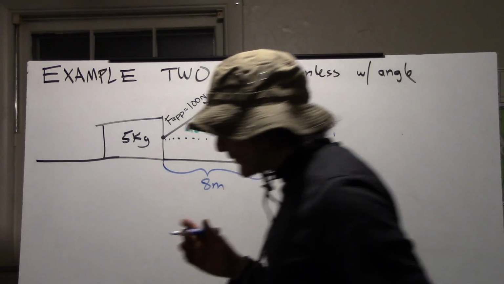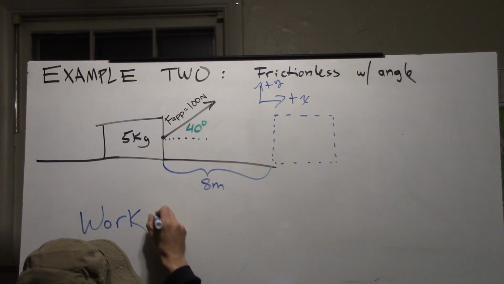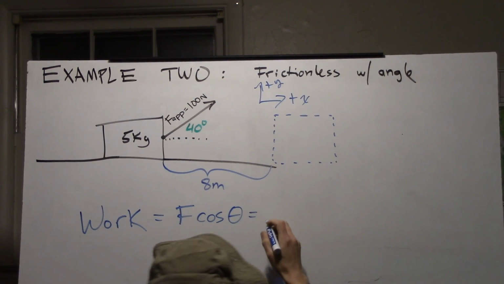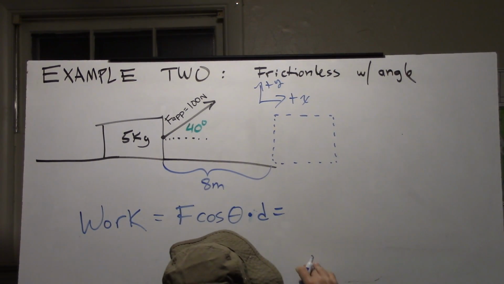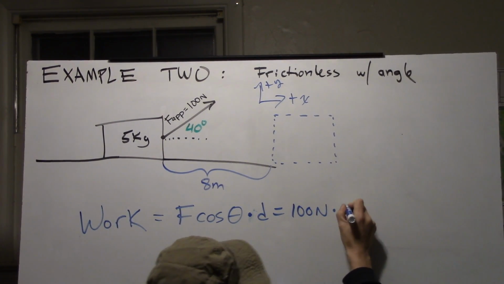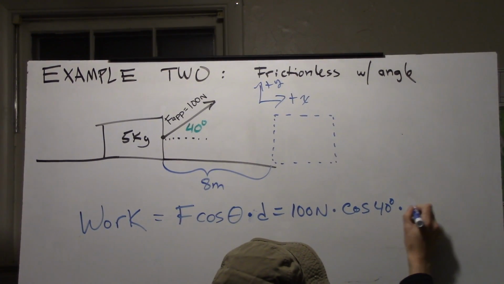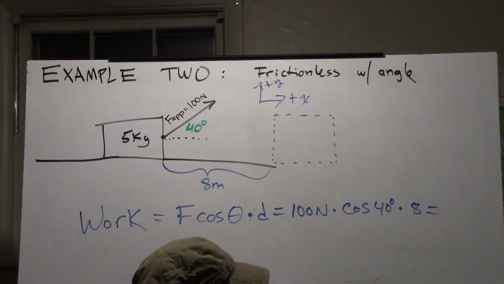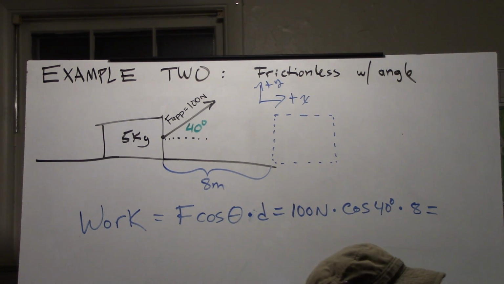What we have here is the definition of work. Once again, I'm going to go right to the one with the cosine since I've got an angle. So work is force times cosine of that angle times the displacement. What we have here is 100 newtons times the cosine of 40 degrees and times 8. Okay, so this part over here is about 76.6 times 8. Let's go figure it out.